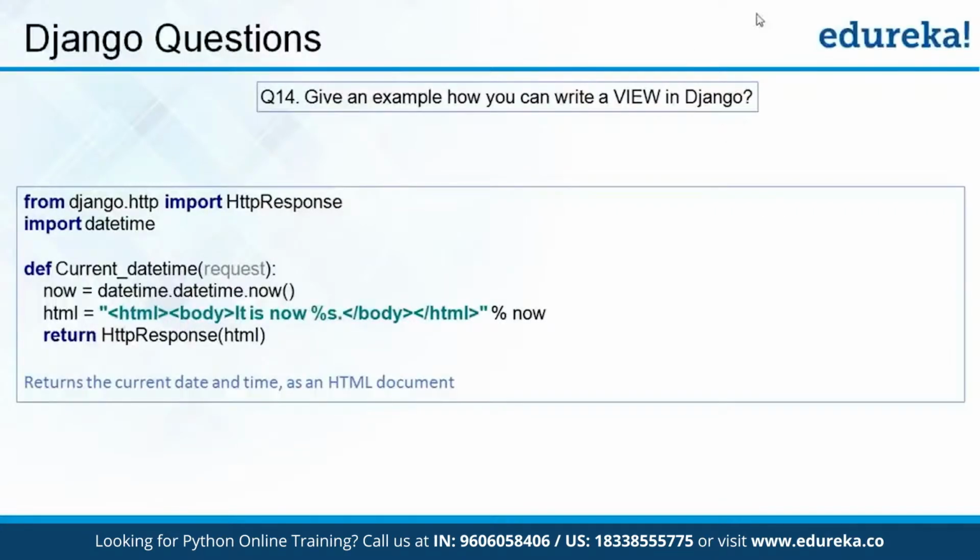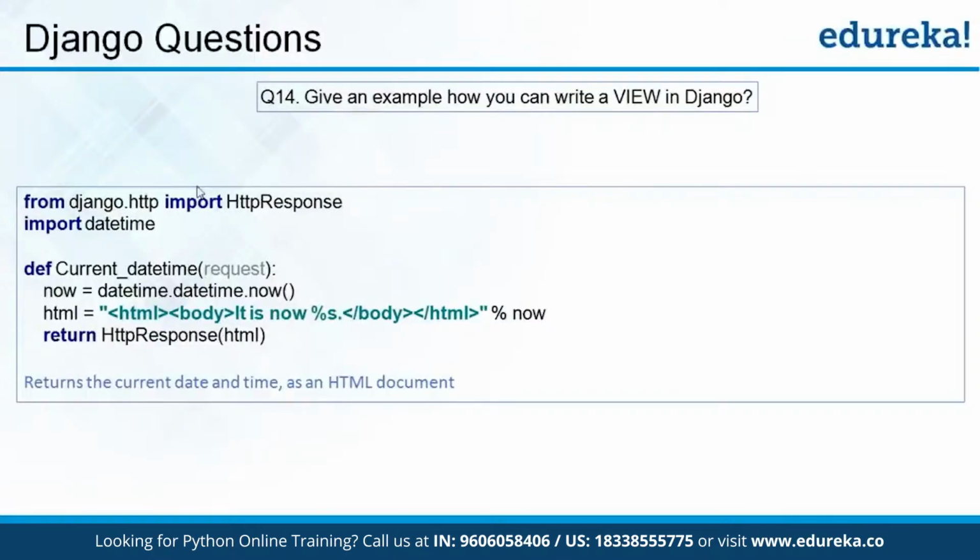All right. Now, how do you write a view in Django? We talked about templates, and I also showed you a simple template. How do you write a view? A view is similar to a controller which pulls up information from your model and your template and serves it to the user. An example is like this.